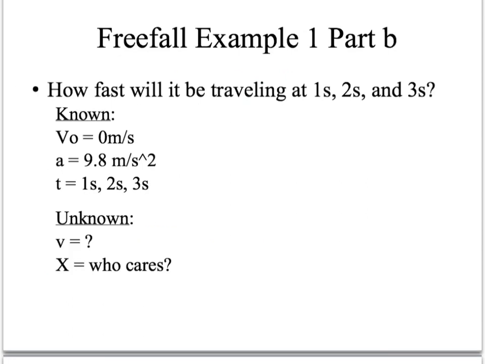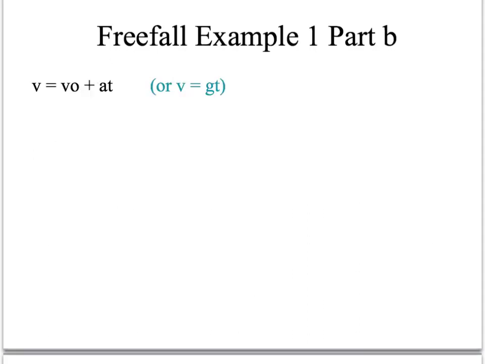Okay, so here's my part B. How fast will it be traveling? In this case, I've switched, and my unknown is now v, and my who cares is x. I could use the x's that I just solved for, but in general, that's never a good idea in case you made a mistake with the x's. So we're going to use who cares for x, and we're going to solve for v.